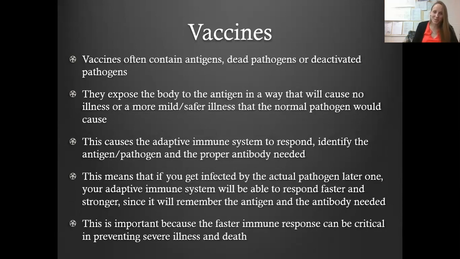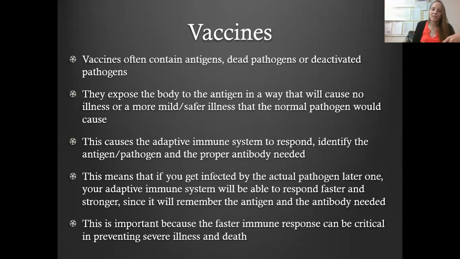This is why vaccines are so important. Vaccines often contain antigens, dead pathogens, or deactivated pathogens. And when you expose your body to this vaccine, the vaccine itself is going to cause either no illness or sometimes a very mild immune response. However, it's going to be a lot safer than if you had just been exposed to the actual pathogen, not just a dead pathogen or the antigen.